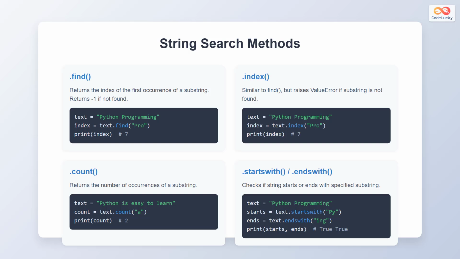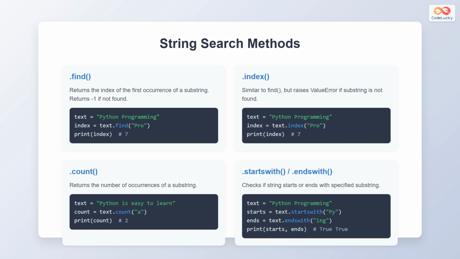Now let's explore string search methods. The first method is .find(). This method returns the index of the first occurrence of a substring within a string. If the substring is not found, it returns -1. For example, if you have the text "Python programming" and you search for the substring "pro", the find method will return 7, because "pro" starts at index 7. Next, we have the .index() method. This method is similar to find, but it raises a ValueError if the substring is not found. So if you use index to search for "pro" in "Python programming", it will also return 7.